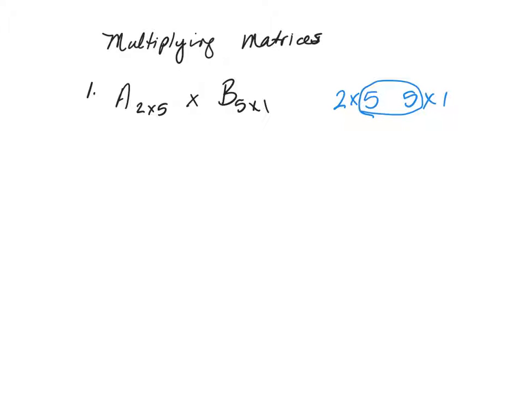If they are the same, then the answer is yes, you can multiply these two matrices. And the dimension of the answer is the two that are out in the cold, 2 by 1. You see how this is a 2 and a 1? That's the dimension of the answer. So when I multiply a 2 by 5 and a 5 by 1, I get a 2 by 1 result, and it can be multiplied.